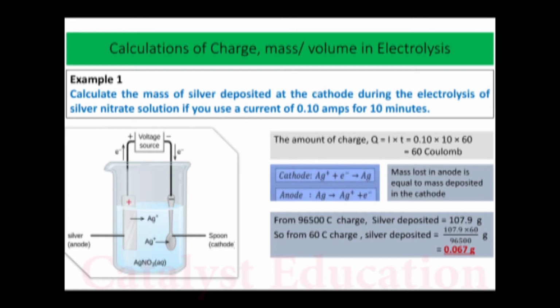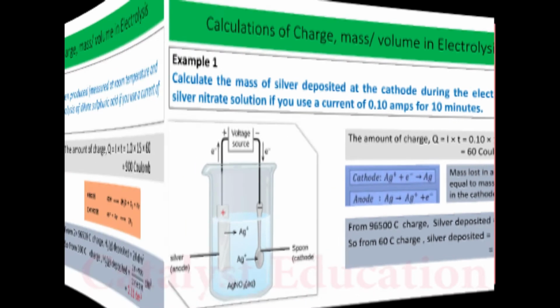From 96,500 coulomb charge, silver deposited equals 1 mole equals 107.9 gram. So, from 60 coulomb charge, silver deposited equals 107.9 times 60 divided by 96,500 equals 0.067 gram, which is deposited at the cathode.